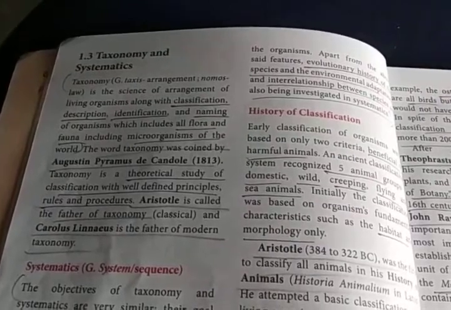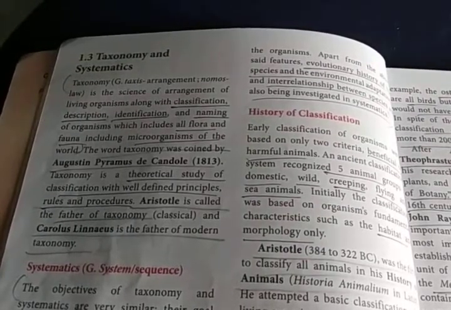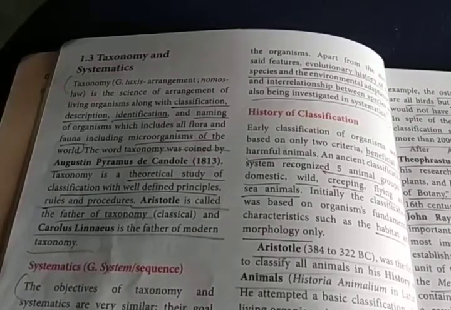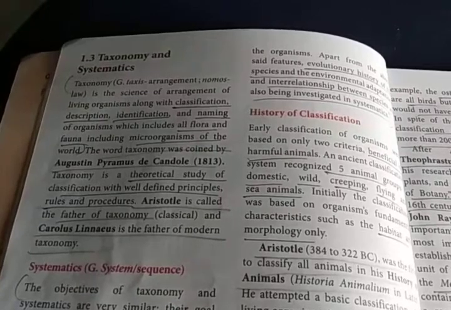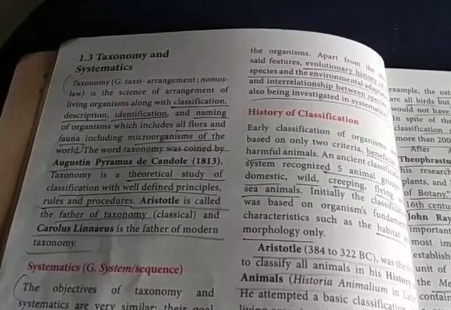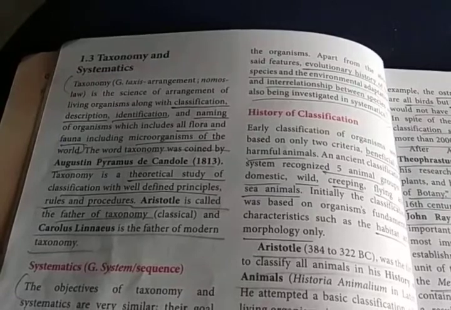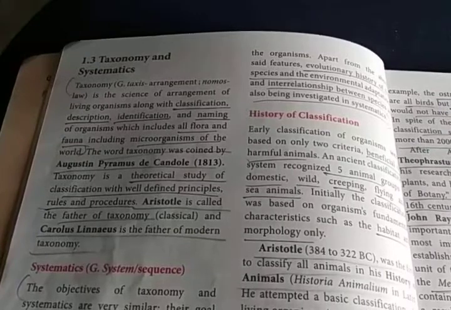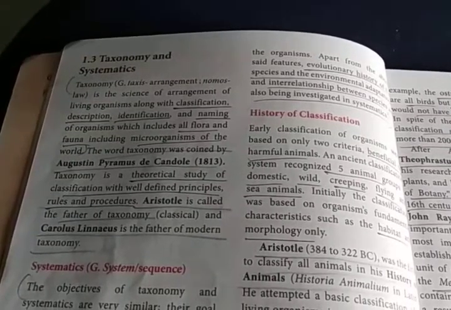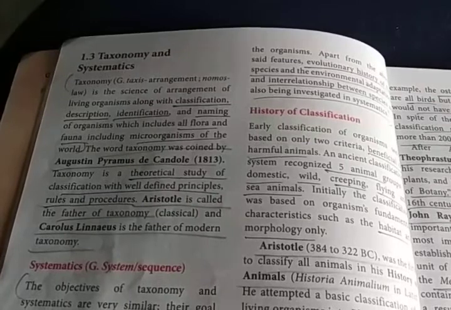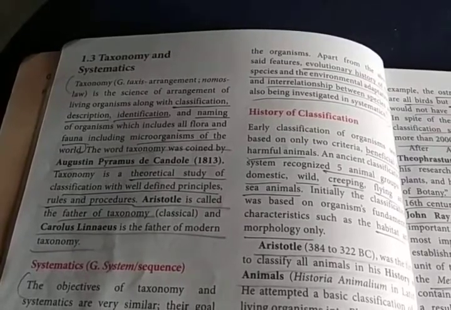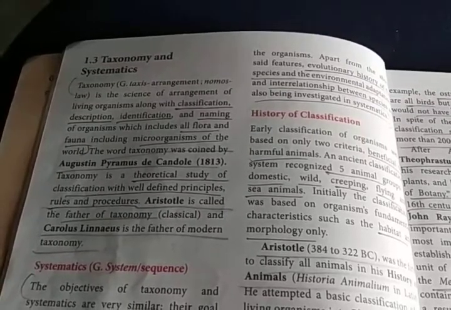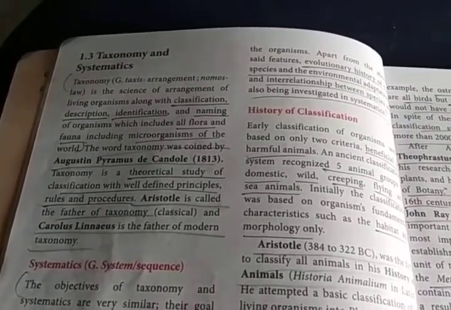Okay. So taxonomy is the science of arrangement of living organisms along with the classification, description, identification and naming of organisms, which includes all flora. Flora means plants, and fauna means animals. So all flora and fauna including microorganisms of the world. The word taxonomy was coined by Augustin Pyramus de Candolle in the year 1813.